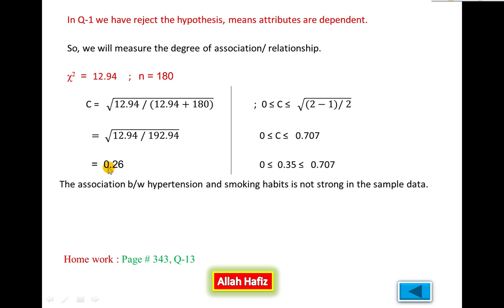And this value 0.26 lies on the left-hand side between 0 and 0.35, the smaller side, the lower side, not the upper side. If the value lies above the central value, it indicates greater association. But here we have the small value 0.26 between 0 and 0.35. So the association between hypertension and smoking habits is not strong, or you can say weak, in the sample data or collected data. Okay.